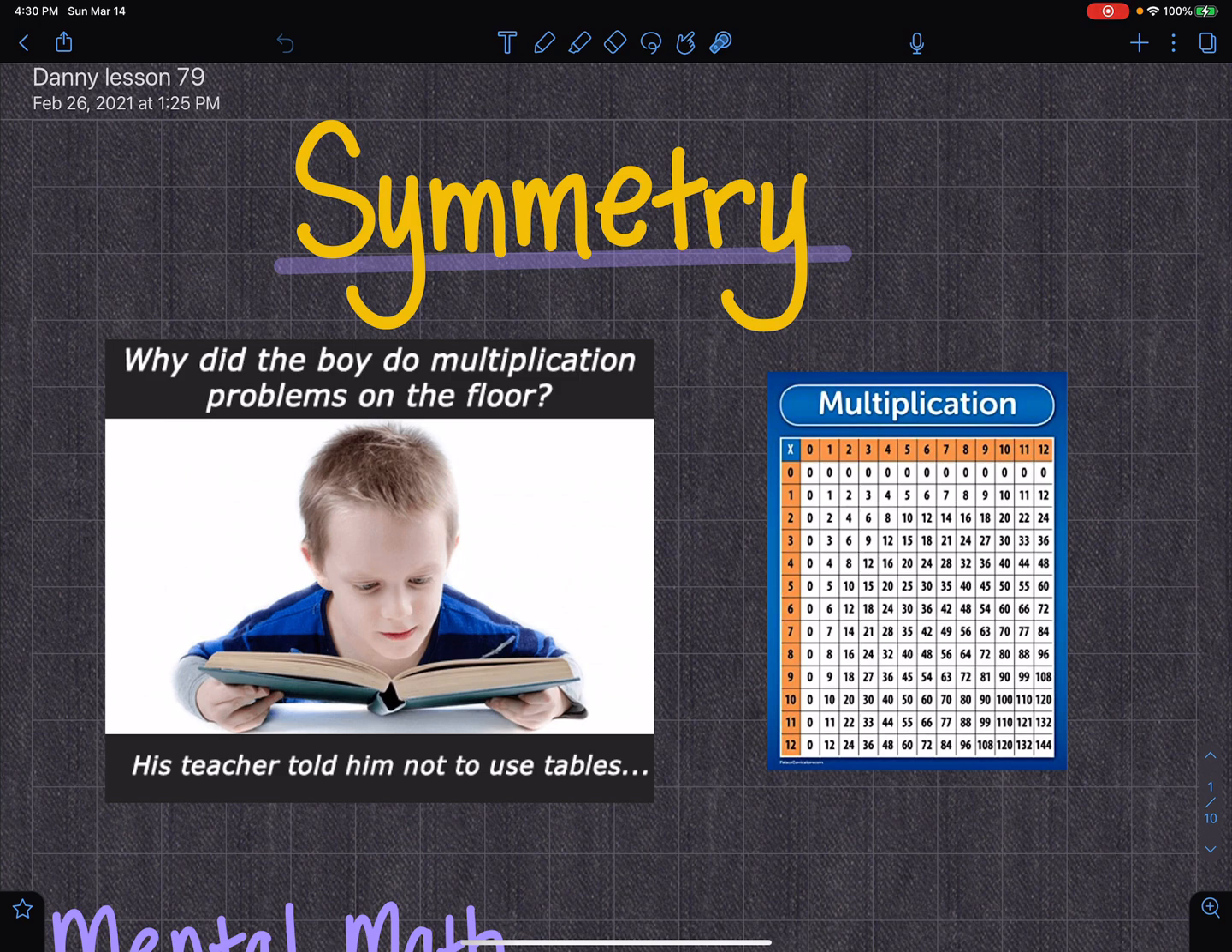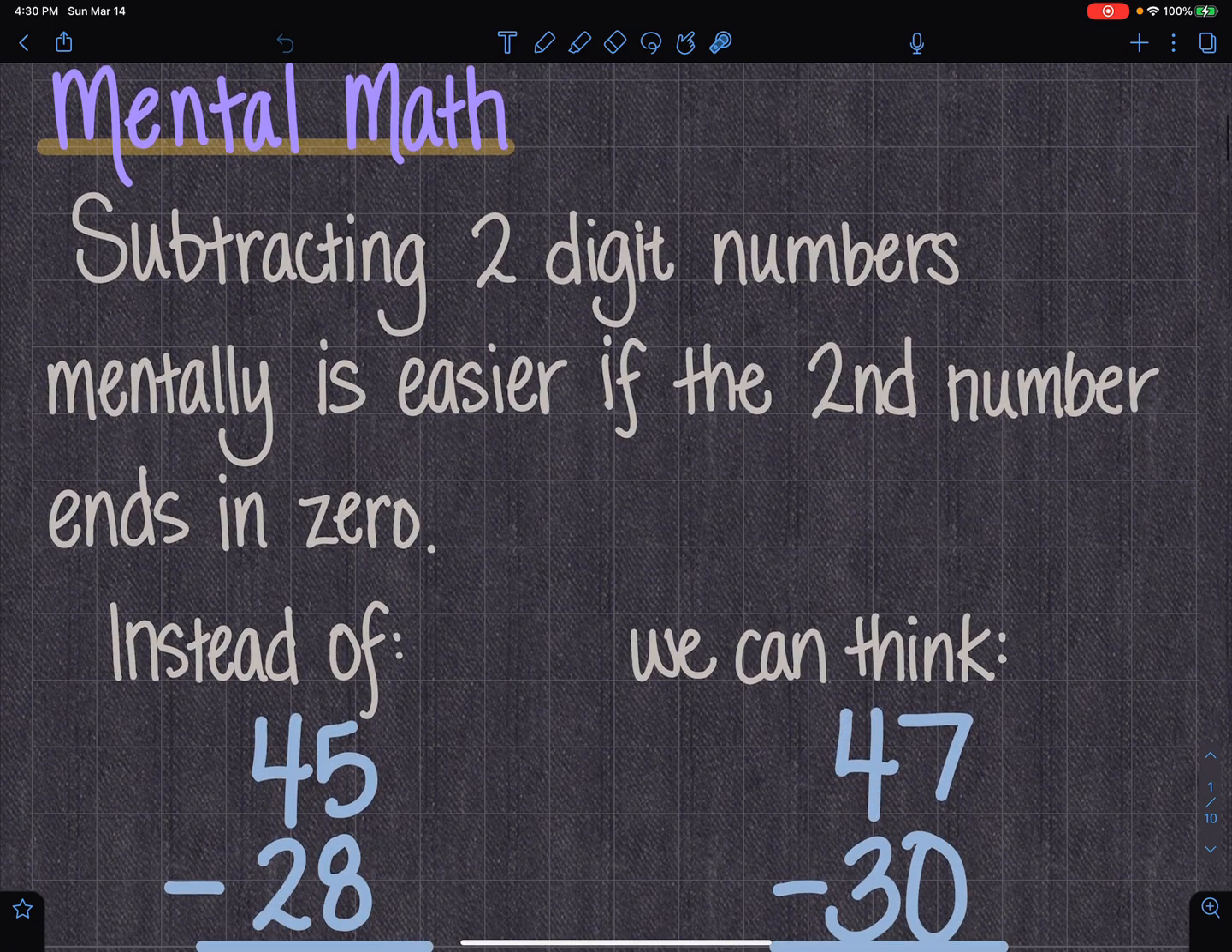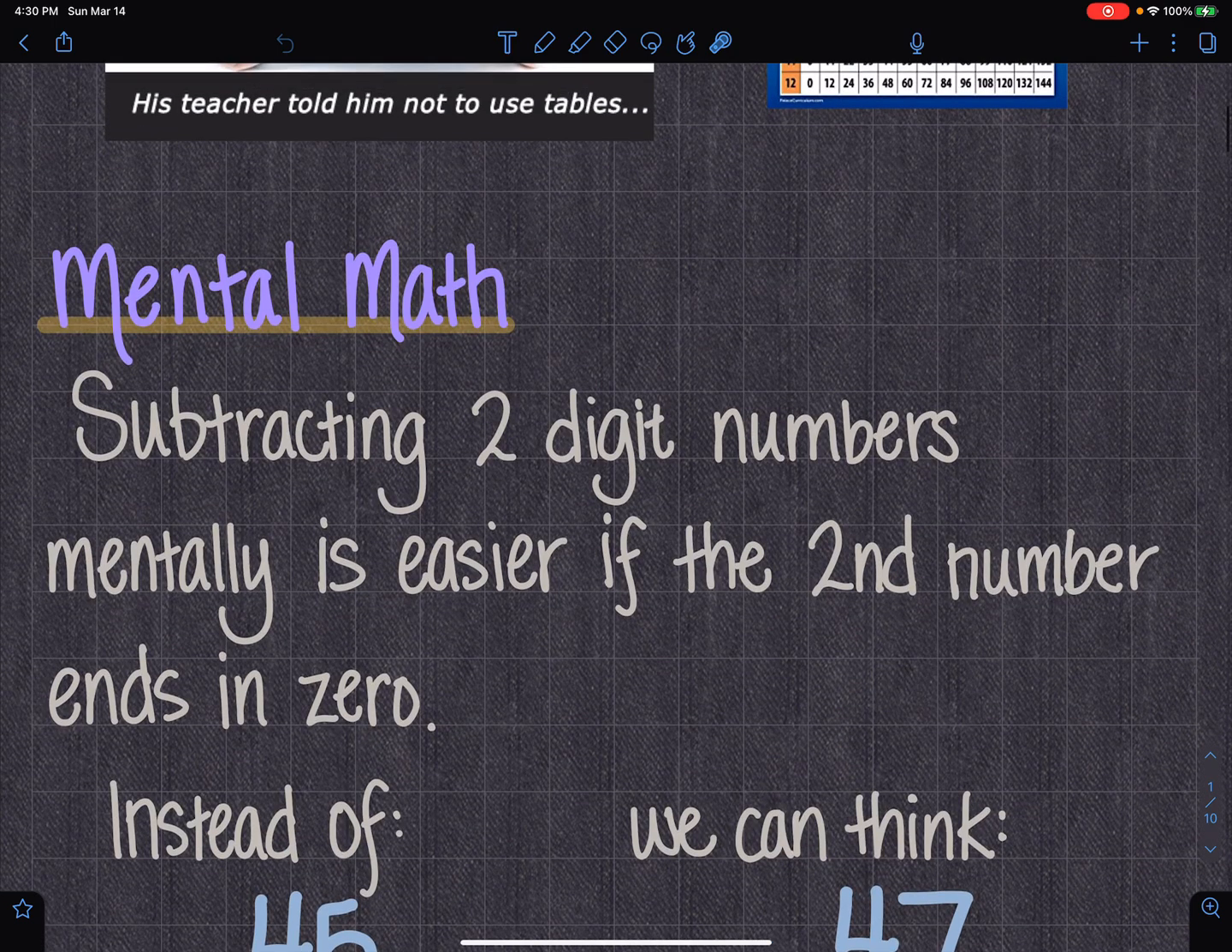Okay, so for mental math, we're going to do something a little new. They're teaching us a new thing here about when we subtract two-digit numbers. A number like 30 is a two-digit number because there's a 3 and a 0, or it could be 32 or 68, any two-digit numbers. It's easier if the second number ends in 0. So if you're subtracting, let's say, 62 minus 60, it's easier to do that problem than 62 minus 59, right? The first one is easier. So it's easier if the second number ends in 0.